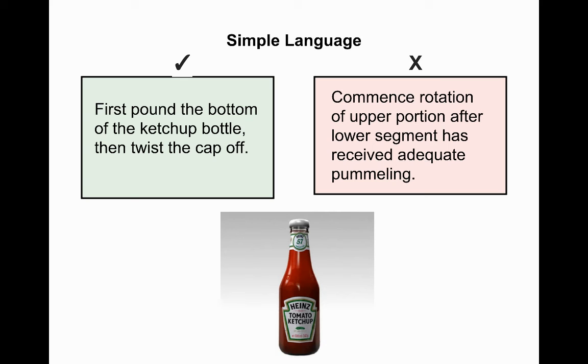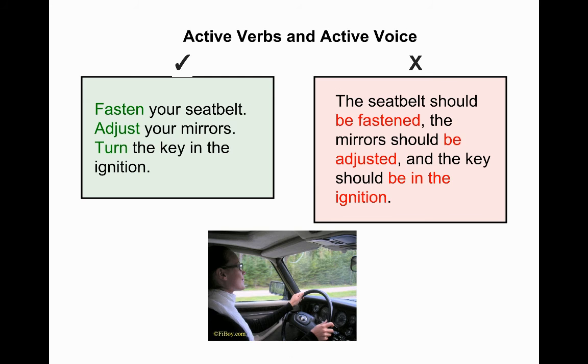If you look at the ketchup bottle, on the right-hand side, we've got "commence rotation of upper portion after lower segment has received adequate pummeling." That is not simple language. The same idea is presented on the left-hand side. First, pound the bottom of the ketchup bottle, then twist off the cap. So wherever possible, when you go through in peer review or reviewing your own work, try and look for places where there's a way to make the language clearer.